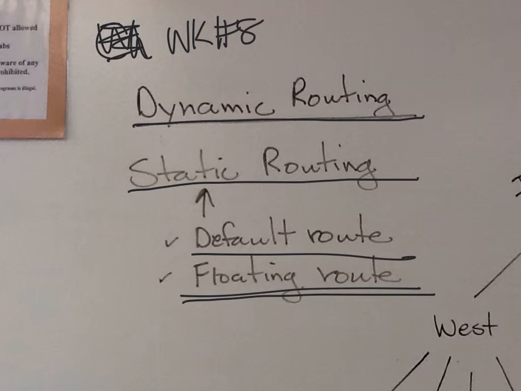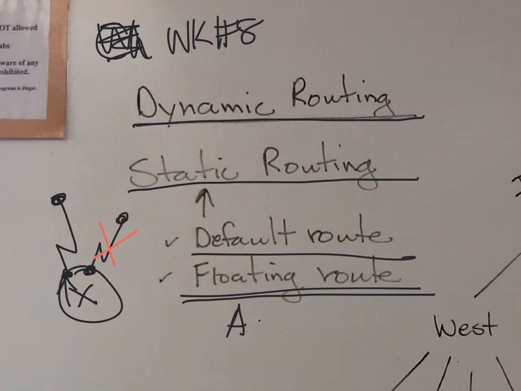Remember, with a floating route, you can put 2 routes in the router. Let's say we had 2 defaults going out. You could have one of them be your main one, and then the other route would be a floating route. You could give it a different administrative distance, so if something happened to the main route, this one would automatically take over. And you can create those by just adjusting the administrative distance.